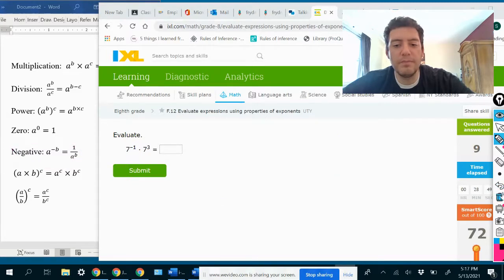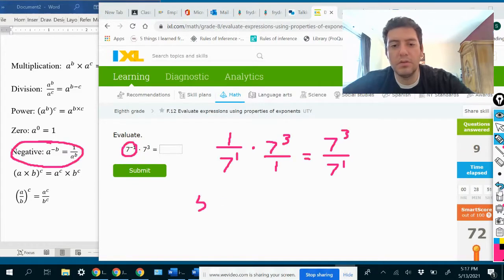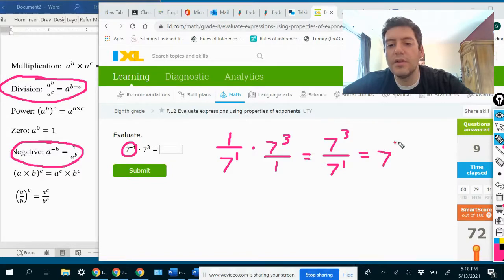Okay, and then we're just multiplying fractions. Okay, so the numerators multiplied with each other, and then the denominators multiplied with each other. And now we can go ahead and use the division rule and say that this is the same as 7 to the 3 minus 1 power. Okay, which is 7 to the second power, which is 7 times 7, which is 49.